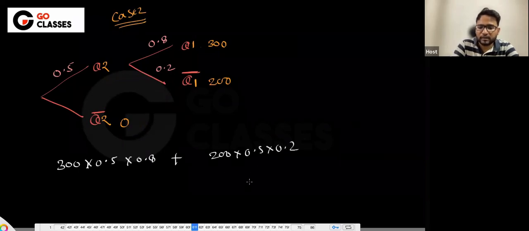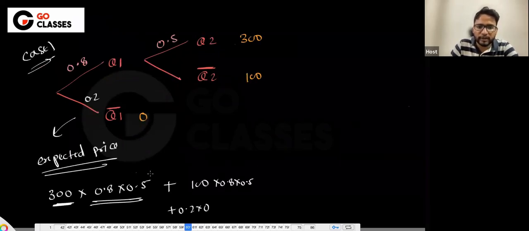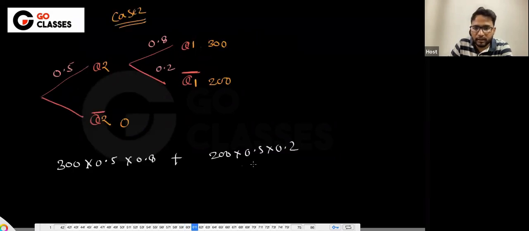So which case is better? I think the first term, which is 300 into 0.8 into 0.5, is common in both of them. And 100 into 0.8, which is I think 40, right? 0.4 into 100, it is 40, right? And here, this term is 10 and 20. So which case is better?